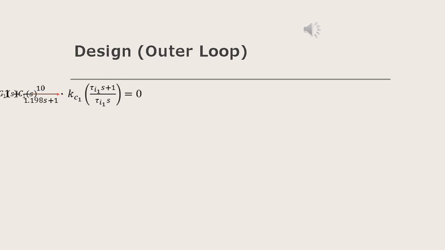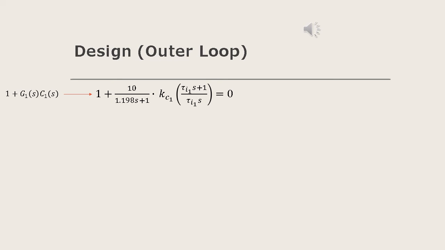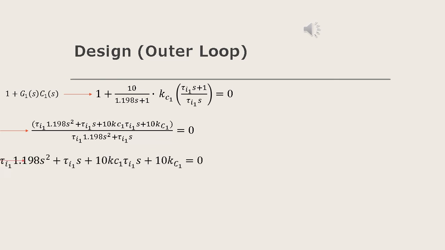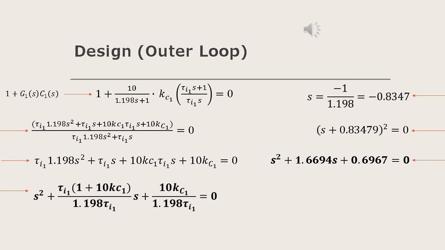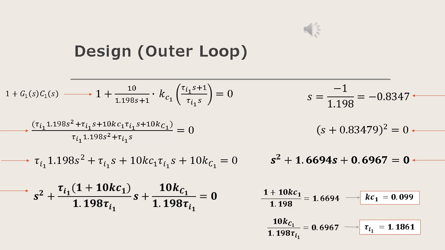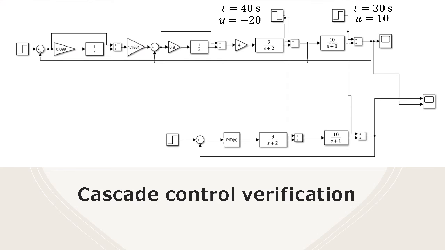This can be done by substituting the transfer function into the characteristic equation and then leaving it to a simplified form, and also by obtaining the polynomial of the poles. Then we can match these terms and obtain the parameters of the controller. Finally, the controller is implemented in Simulink and compared with a single-loop PID controller.